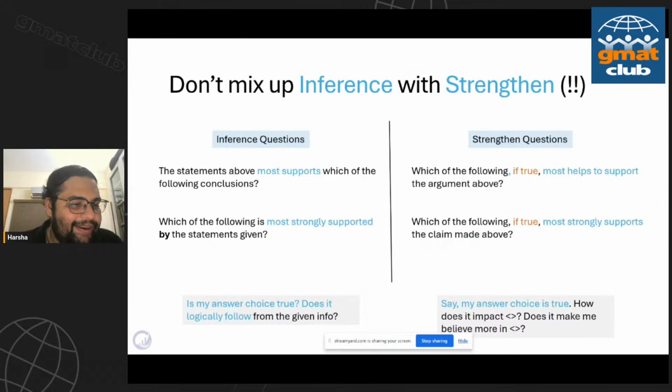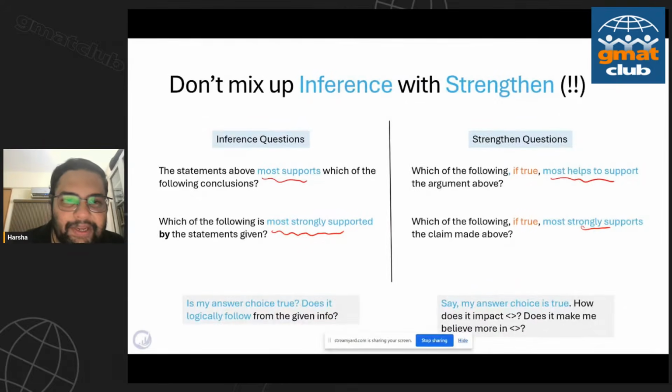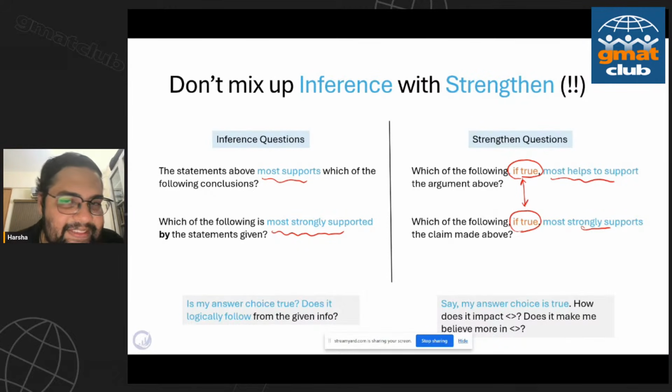Let's look at how to not mix up inference with strengthen, because that's what happens quite a few times if you're not careful. The problem, what makes this a little complex, is the fact that you see a lot of similar terminology. You would see most supports, most strongly supports. So that phrasing makes it difficult. But usually, a very good clue is something that's a characteristic of strengthen questions, but not usually inference questions.